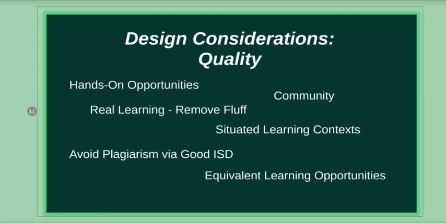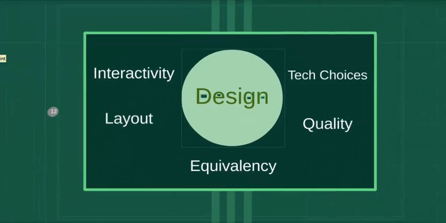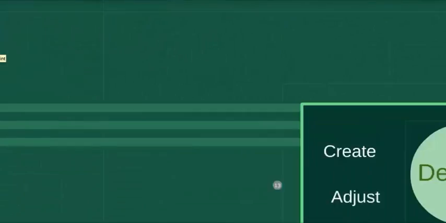You want situated learning context. Even if it's online, they can go out into their communities and they can apply what they're learning. Remember our example about the field trip. They don't have to give up a field trip because it's an online course. They can still have that experience even in the online course. So you think about how you can design in the equivalent learning opportunities in order to keep the quality of the course as good as it would be in a face-to-face course. And through good instructional design, you can also avoid plagiarism. These are all considerations that we keep in mind when we're going through the design step.